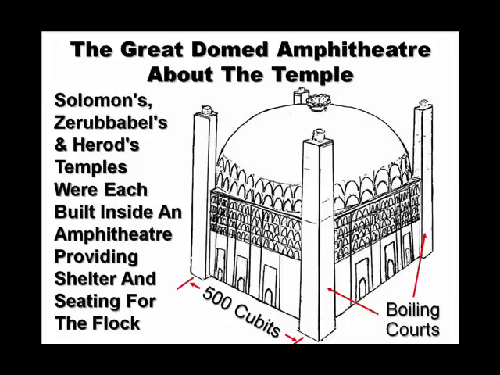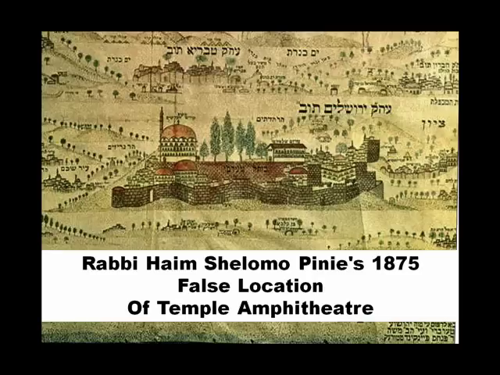Here we have the great domed amphitheater about the temple. Solomon's, Zerubbabel's, and Herod's temples were each built inside an amphitheater, providing shelter and seating for the flock. We have 500 cubits on a side with 4 boiling courts in each corner. Rabbi Chaim Shlomo Pinney's 1875 false location of the temple amphitheater.